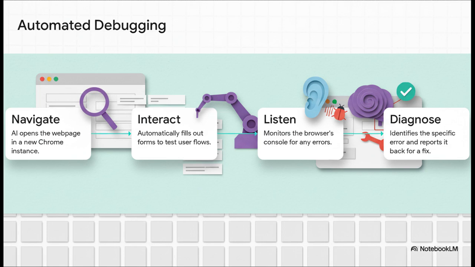And here's where it gets really cool. The AI literally navigates to your page, it interacts with it just like a person would, and it keeps an eye on the console. The second that error happens, boom, it catches it, it diagnoses the problem, and it can even suggest or just apply the fix. It's a complete automated debugging loop.